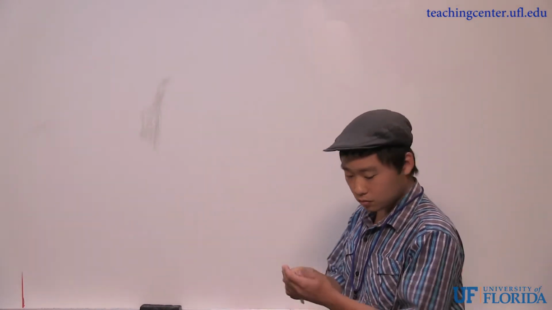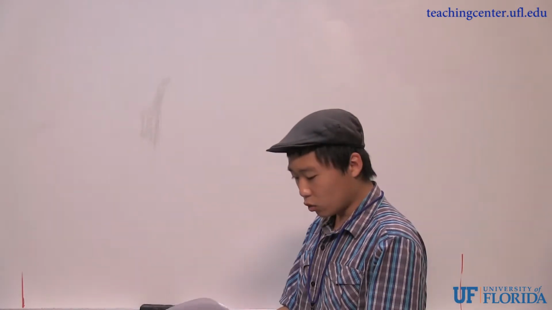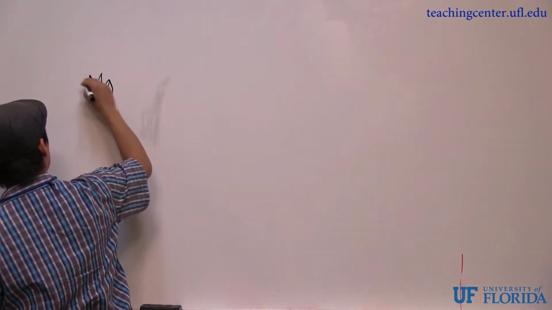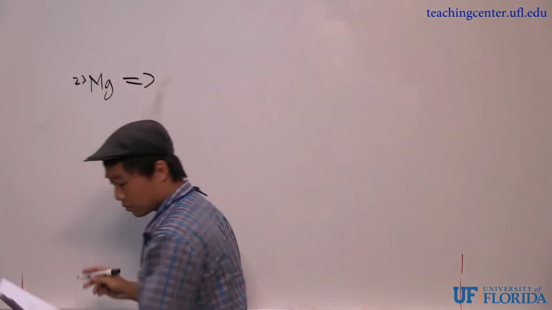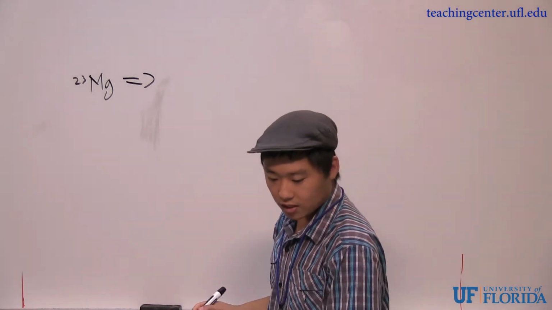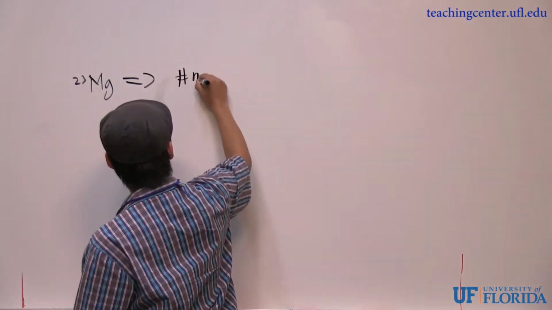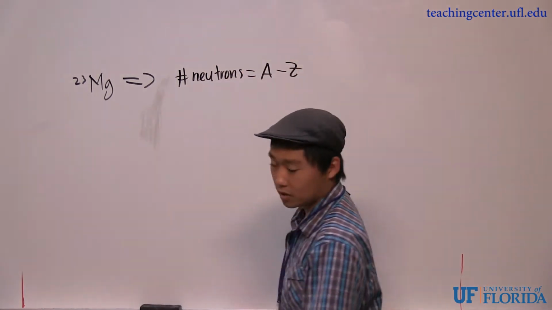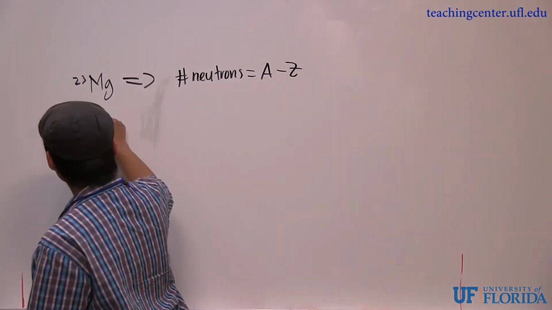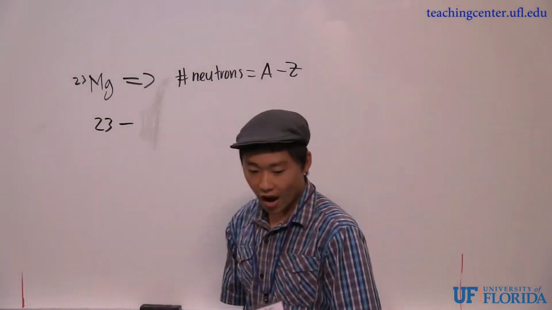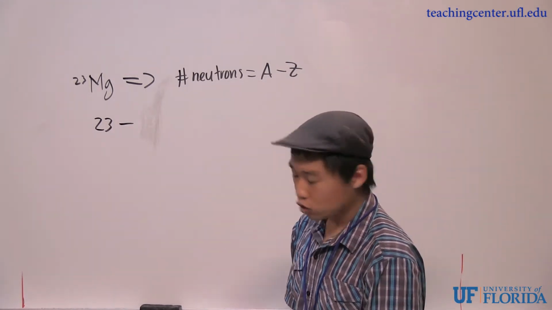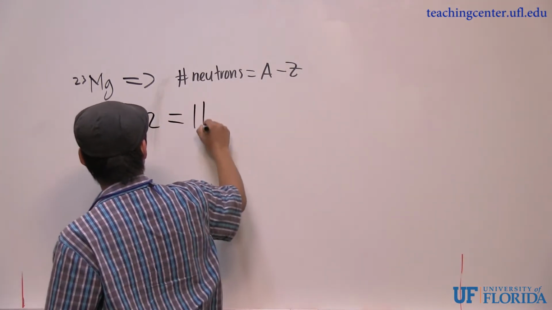Secondly, let's move on. So the second question says, an atom of magnesium 23 has how many neutrons? So we know that it's magnesium 23. So what does that mean? What that means is that the number of neutrons is going to equal the atomic mass minus the atomic number. And we know that the atomic mass is 23, and so now we can subtract the atomic number, and the atomic number in this case is going to be 12, so that gives us 11 neutrons.